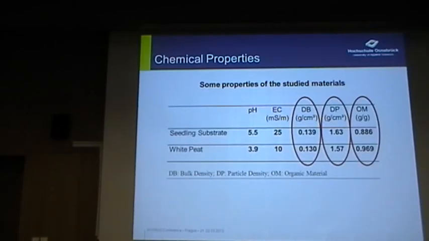Now some properties. The bulk density is 0.13 or 0.14 gram per cubic centimeter, much lighter than mineral soils. Then particle density, something like 1.6, and we have 2.6, 2.7 for mineral soils, also much lighter. The reason is, of course, the high organic matter content. Most of the growing media have an organic matter content above 0.8 gram per gram.